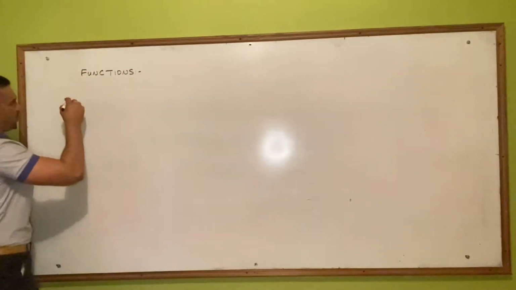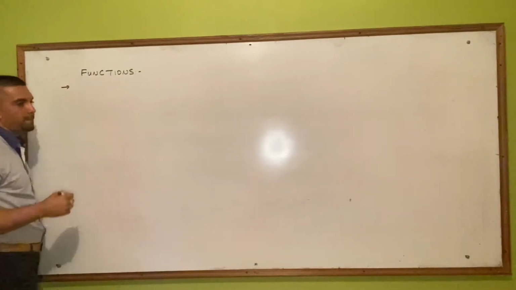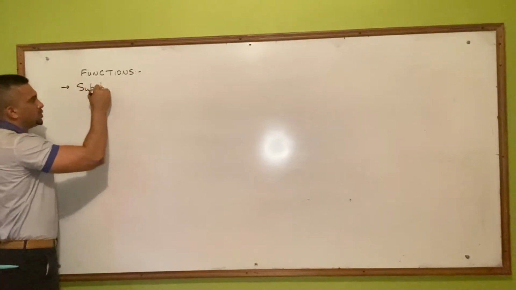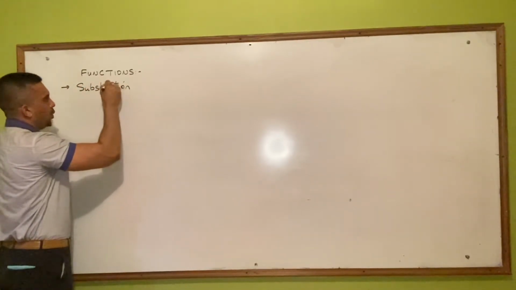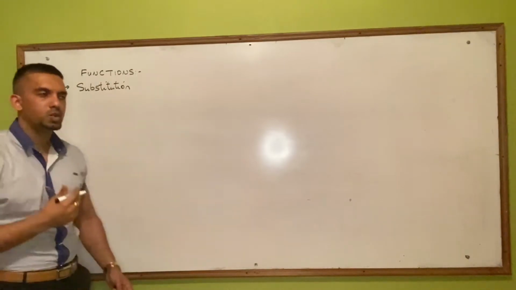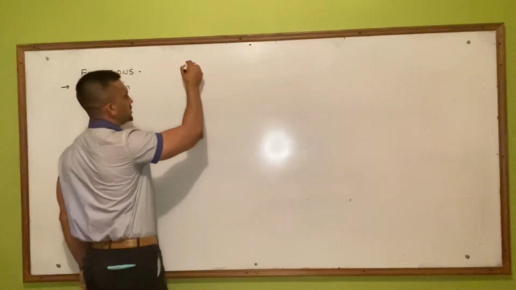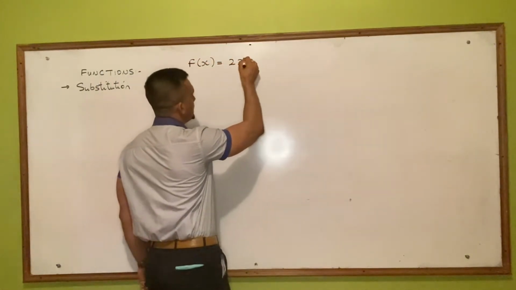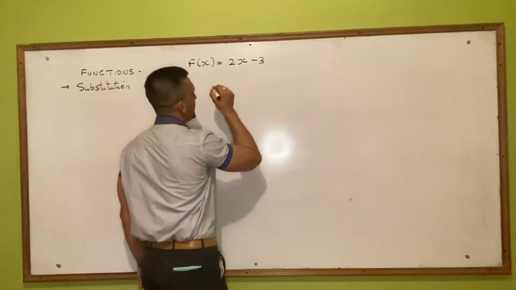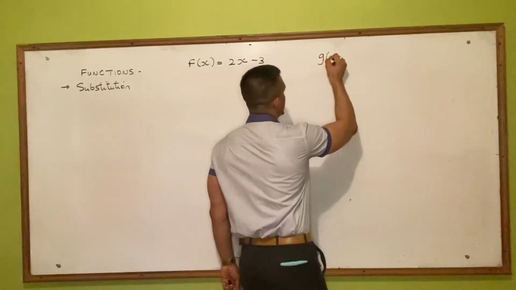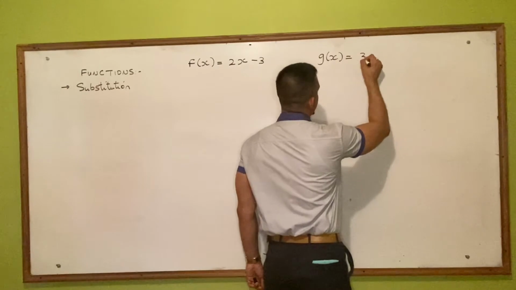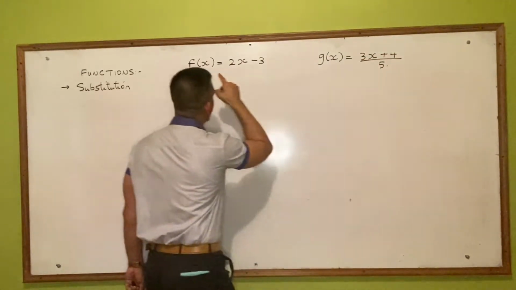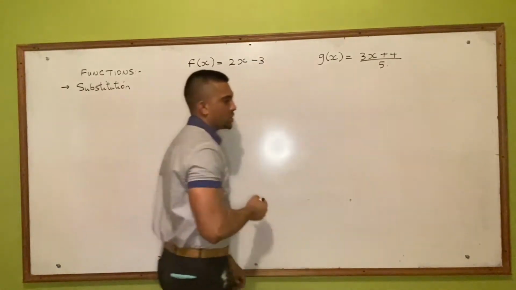Now the first part of functions that questions could come based on is that of substitution of a number into a function. Let's say we are given 2 functions. We are given f of x is equal to 2x minus 3, and g of x is equal to (3x plus 4) all over 5. So we have the f of x function and we have the g of x function.